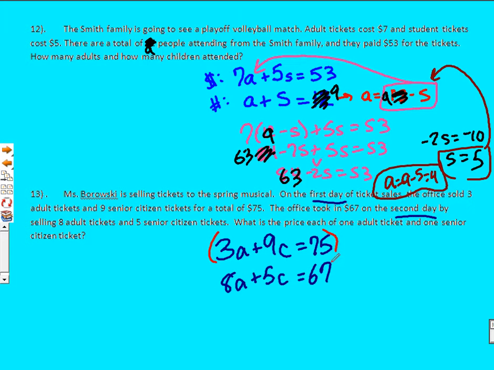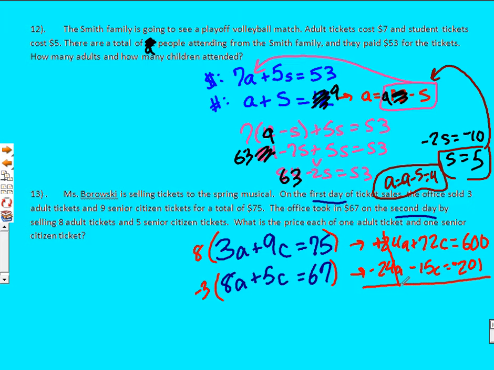Easiest way to do this, again, is going to be by elimination. I'm going to multiply this first one by 8 and this bottom one by negative 3. So when I do that, I get 24a plus 72c equals 75 times 8, which should be 600. Why did I say negative 24? My apologies. That's all positive for the first one because I multiplied by positive 8. The bottom one's going to be negative 24a, and you have minus 15c equals, you do 67 times negative 3 to get negative 201.